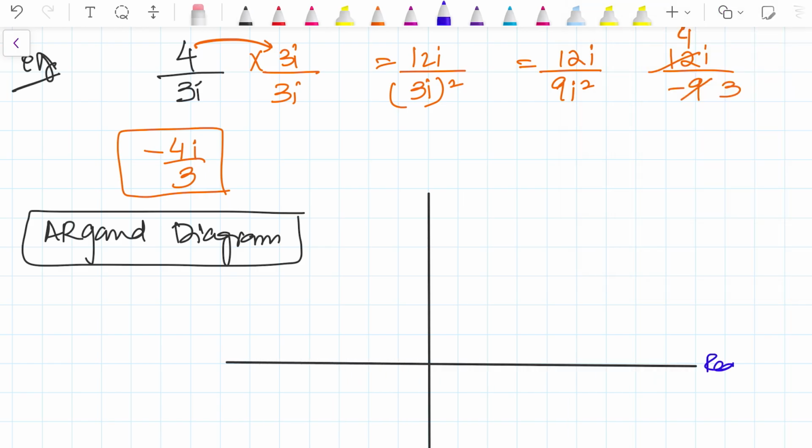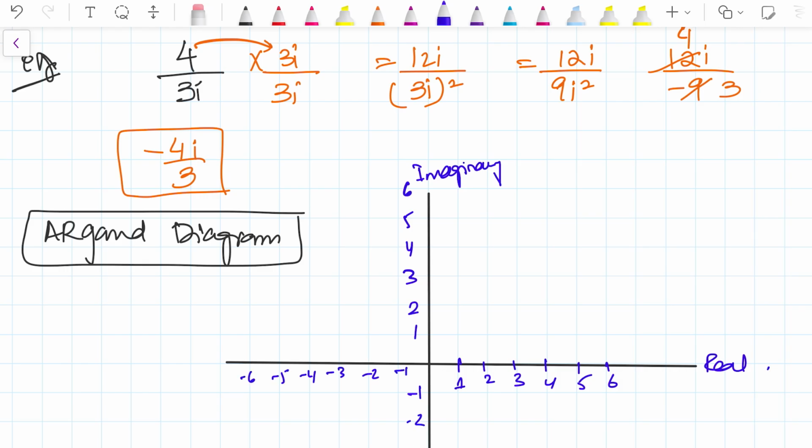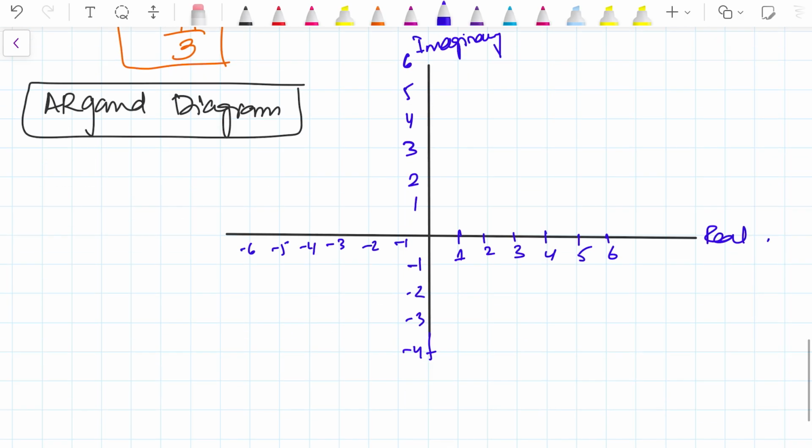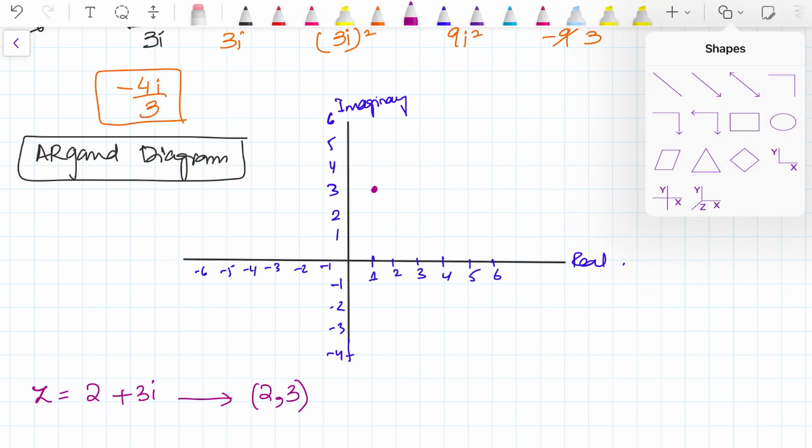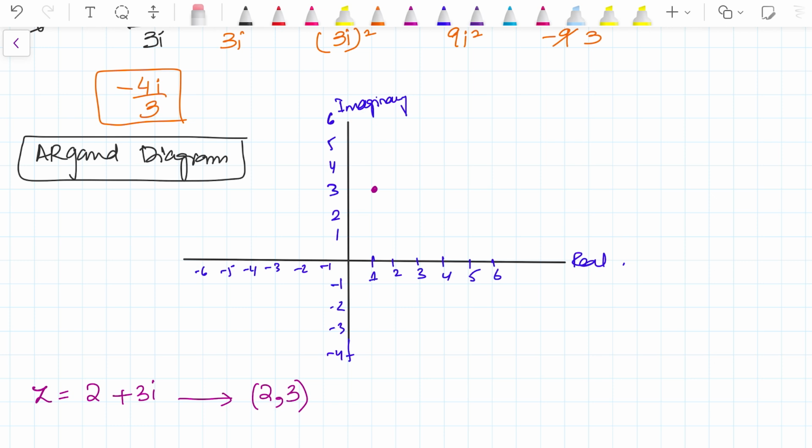Now, this is the real axis, this is the imaginary axis. Label it 1, 2, 3, 4, 5, 6. Minus 1, minus 2, minus 3, minus 4, minus 5, minus 6. Now, for example, the complex number is 2 plus 3 iota. If you want to write it in a coordinate form, it's (2, 3). 2, 3 is this. So, this is my complex number z.